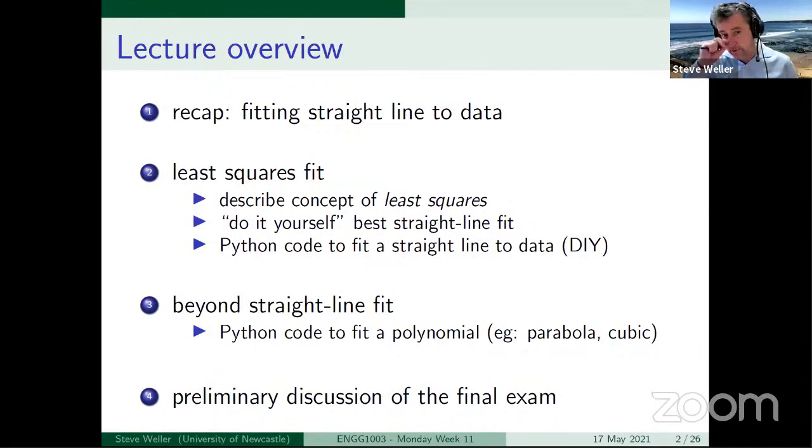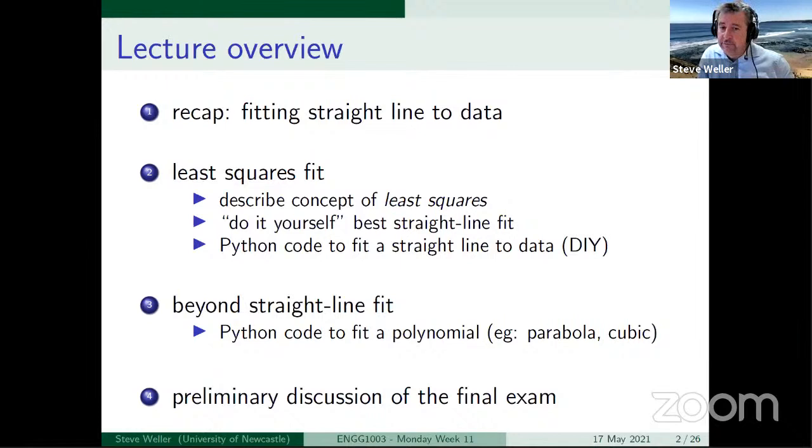Another aspect of engineering problem solving, and certainly in the first course in engineering computing such as this one, is to understand the basis of those algorithms. And in this case, the best straight line fit turns out to be reasonably straightforward to do it yourself. So I'm going to give you not just the concept, but I'm actually going to give you the underlying equations and also the Python code to do a straight line fit to data.